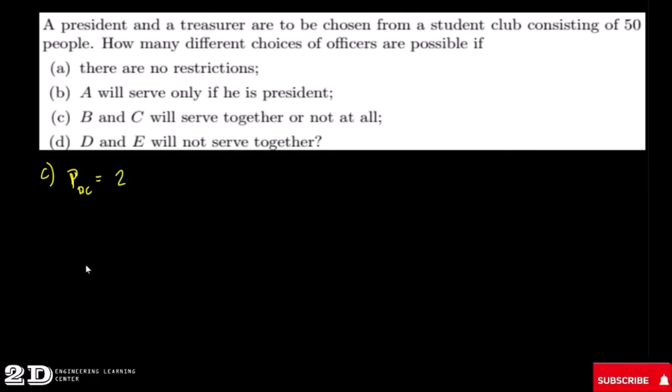Now the number of permutations in which B and C are not chosen, so P not BC, will be equal to our new nPr, where our n is now reduced, because these two, B and C, are now gone from the choices.